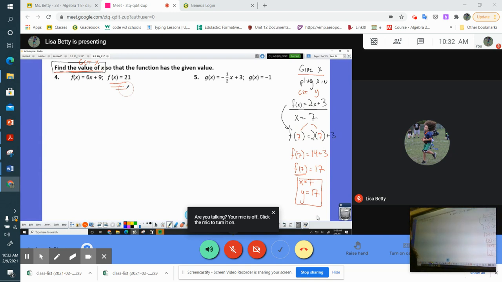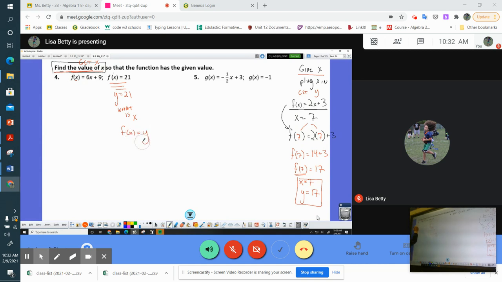I'm here. So here is f of x really equals y. So what they said was, well, y equals 21. And they're saying, what is x? So we're going backwards. So I can't put y in the parentheses because that's not a y. But I do know that f of x equals y.